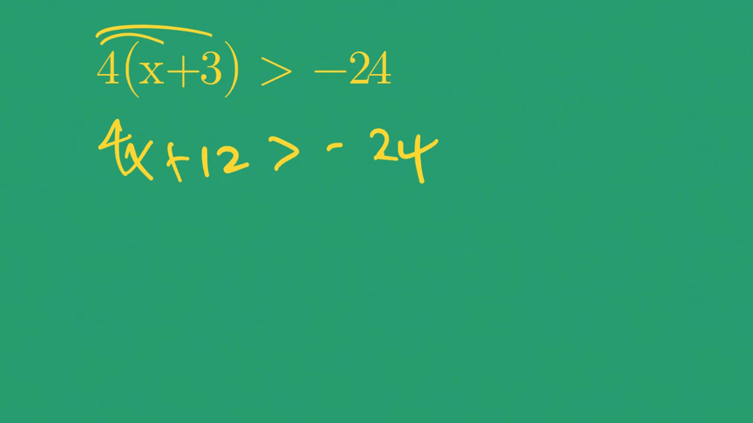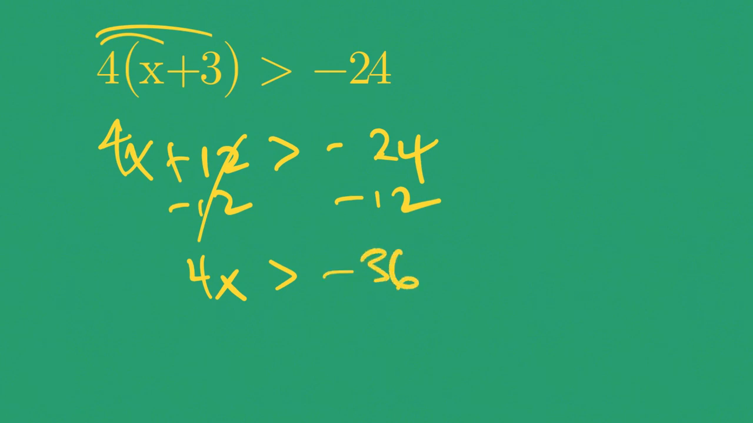What's going to be the next thing that's going to need to move? 12 and how? There you go. Good. Let's subtract the 12 from both sides. Now, watch your rules here. You've got negative 24 minus 12. We've got the same sign. We're going to keep the sign. We're going to add the numbers. That should be a negative 36. Negative 24 minus 12, negative 36. So here we have 4x is greater than negative 36.